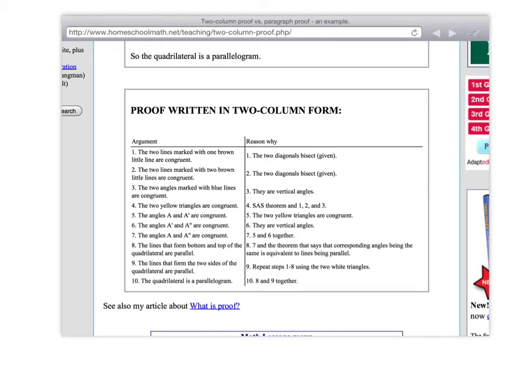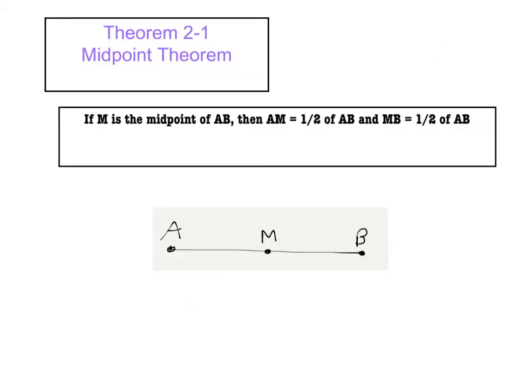And that's what you're going to be seeing today, is a lot of two-column proofs, and you're going to be helping me fill in the reason why and the argument. So the first section of your notes is Theorem 2-1. Remember, I don't care that you remember that it's 2-1. I just want you to know that's the name for your textbook.